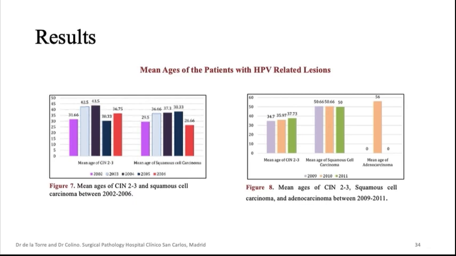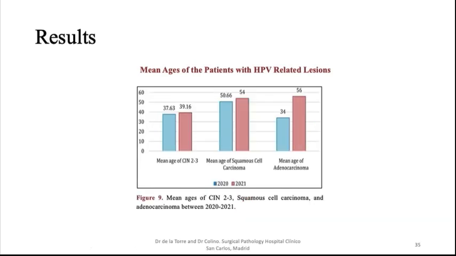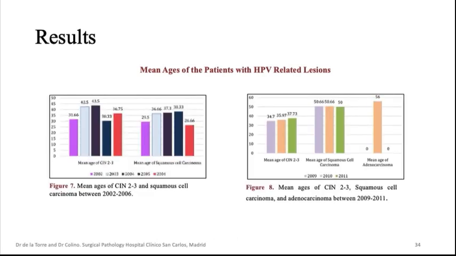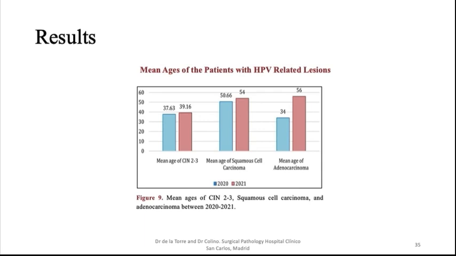Squamous cell carcinoma was diagnosed between the ages of 27 to 38 in 2002 to 2006, remaining at approximately 50 years of age between 2009 and 2011, and fluctuating between 50 to 54 years of age in 2020 and 2021. Finally, no record of any adenocarcinoma was obtained in the first time interval. However, in 2010, those diagnosed correspond to patients with a mean age of 56 years. In 2020 and 2021, the mean age was also 56 years.